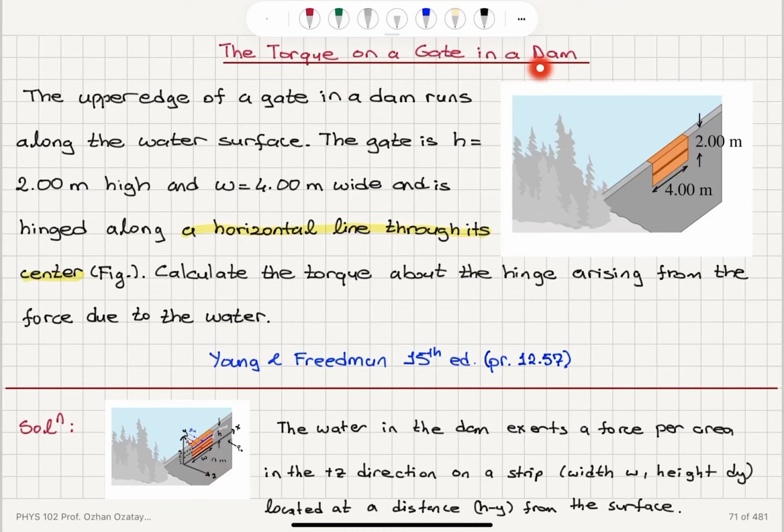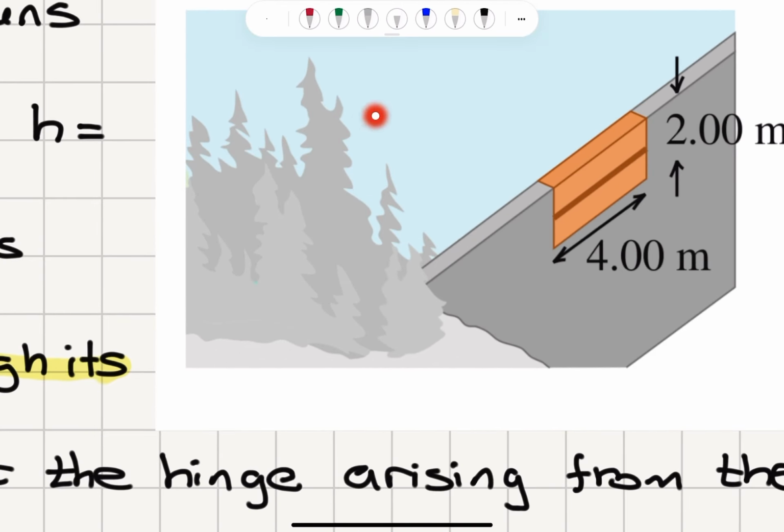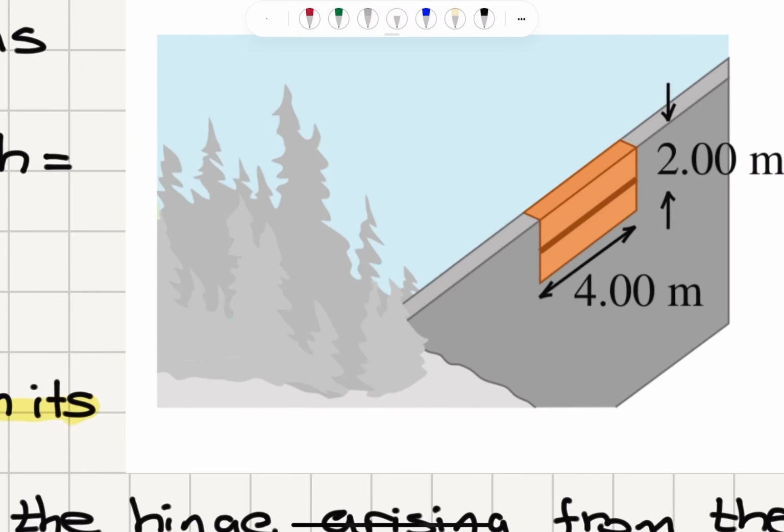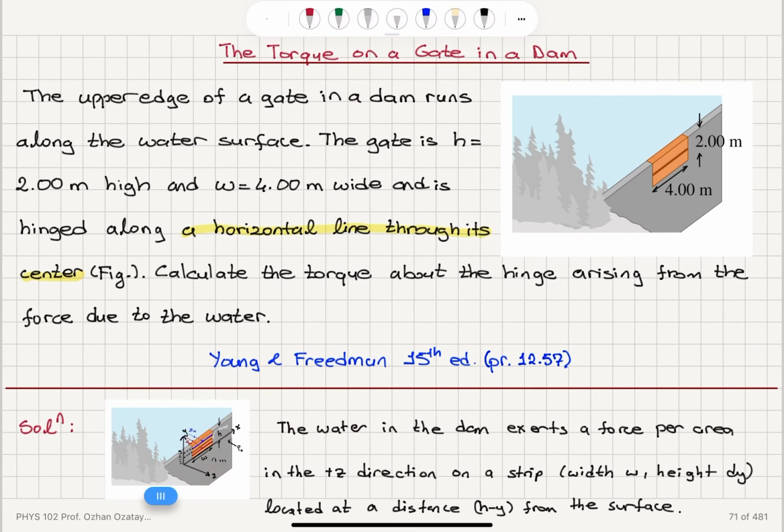The torque on a gate in a dam. The upper edge of a gate in a dam runs along the water surface. So this is the surface of the water which is aligned with the upper edge. The gate is h equals 2 meters high and w equals 4 meters wide and is hinged along a horizontal line through its center. So this is the hinge, therefore this can rotate like this if there is enough torque.